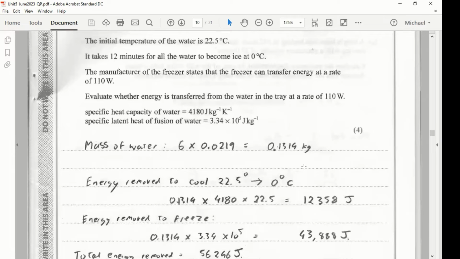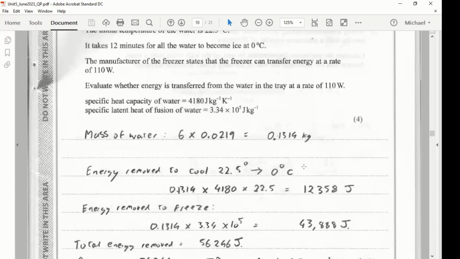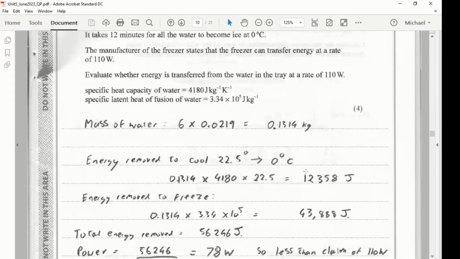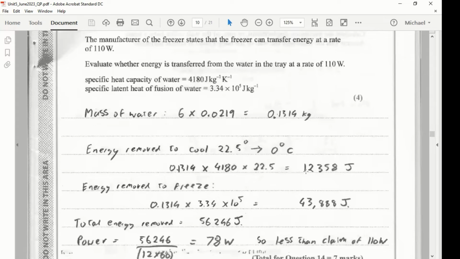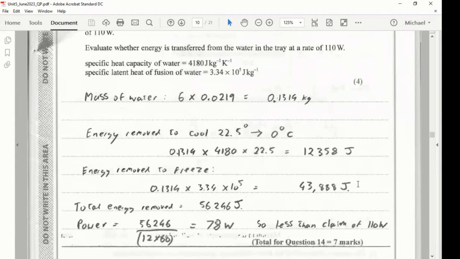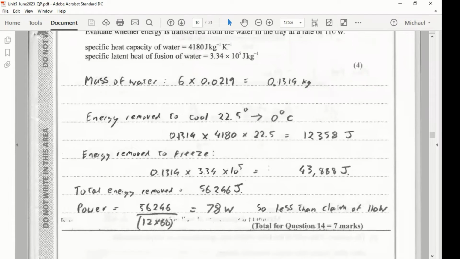The energy removed to cool it down from 22.5 to 0 would be the mass of the water times 4180 times 22.5. So that would be 12,358 joules. That'll get you a mark. The energy removed to freeze the water would be the mass times that number that you were given, 43,888. And you would add the 2 numbers together. Total energy removed is 56,246 joules.